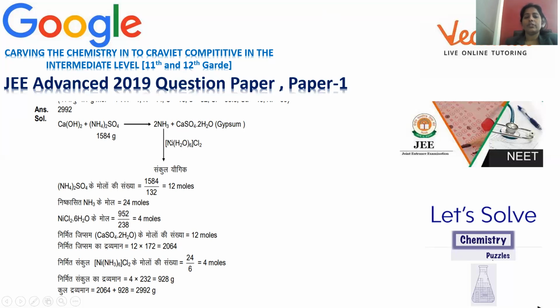So here the ammonia formed is further treated with the nickel hexaaqua chloride compound. This is called hexaaqua nickel chloride, hexaaqua nickel 2 chloride in specific. So whenever this is treated, we will get a coordination compound, meaning a complex compound will be formed. A complex compound means a combined compound will be formed.